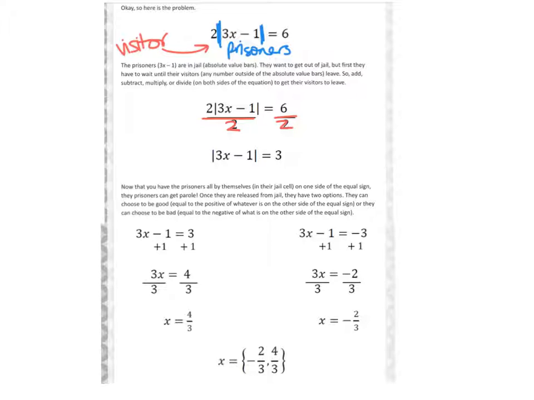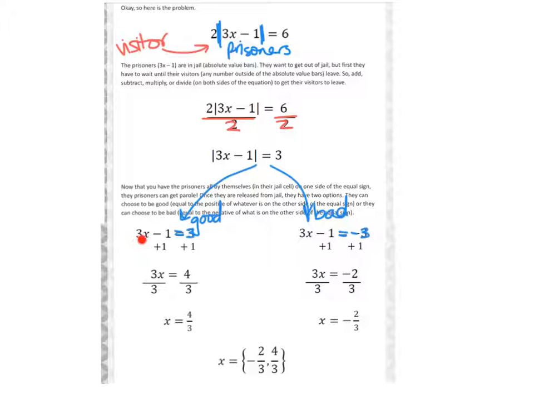And the idea is that they have two options. You know there's supposed to be two solutions, so they have two options. They can either choose to be good, so we call this one good because it equals positive 3, or they can choose to be bad, right? They have the freedom to make that decision. If they're going to be bad, that means it's going to equal negative 3. Notice that now the absolute value bars are gone because they're out of jail, right? These are like their two scenarios when they're outside of jail.